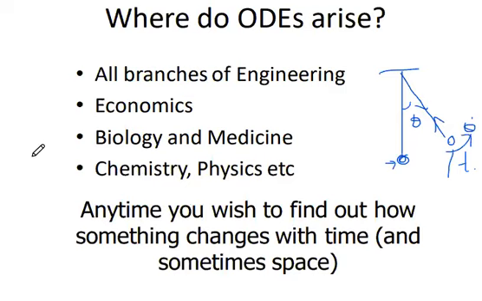In chemistry, if you put some reaction into a solution, you can model that process and write the equations. In biology, population dynamics: if a population is growing, you can write the equation. In medicine, if you inject a COVID-19 vaccine into the body, you can write equations.